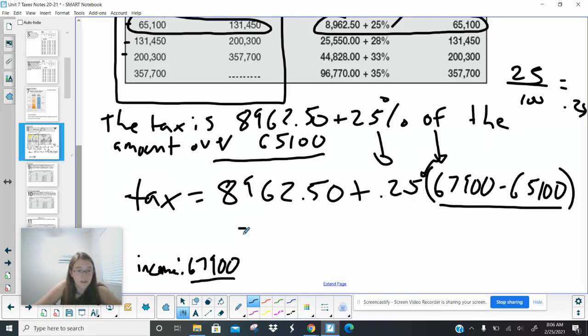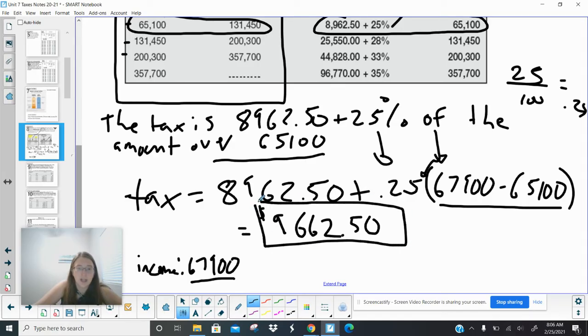And hey, now we have something we can just plug straight in the calculator. So 8,962.50 plus 0.25 parentheses. Okay, so you should have gotten 9,662.50. That's how much tax you should have paid throughout the year, right? We're going to try and drill that concept in as well. That's how much you should have already paid throughout the year by the time you go to file your taxes.